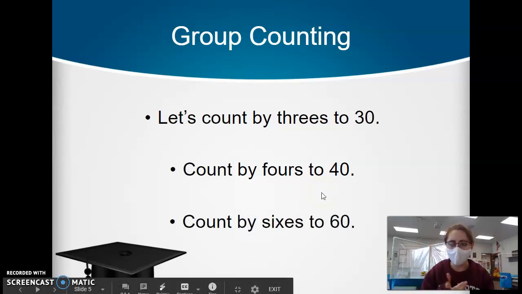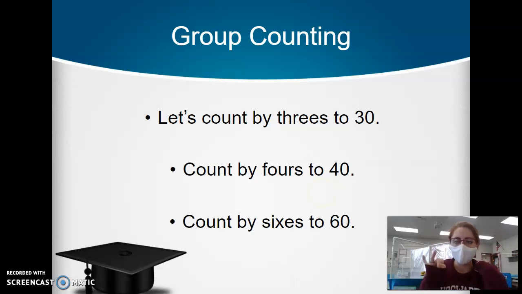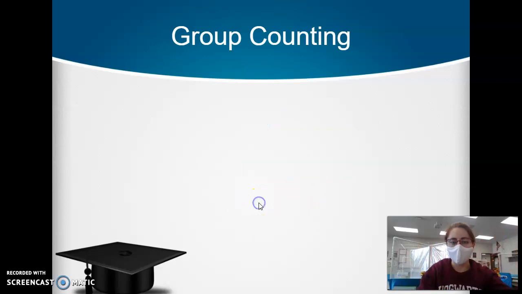6s to 60. 6s are harder, so gotta work on them. 6, 12, 18, 24, 30, 36, 42, 48, 54, and 60. Good.